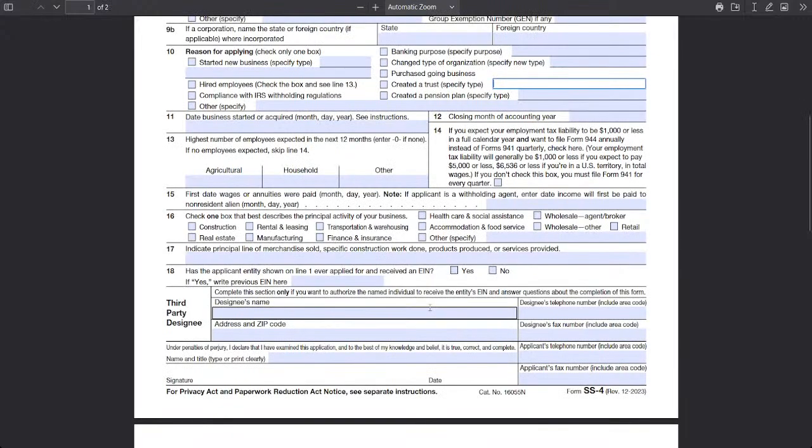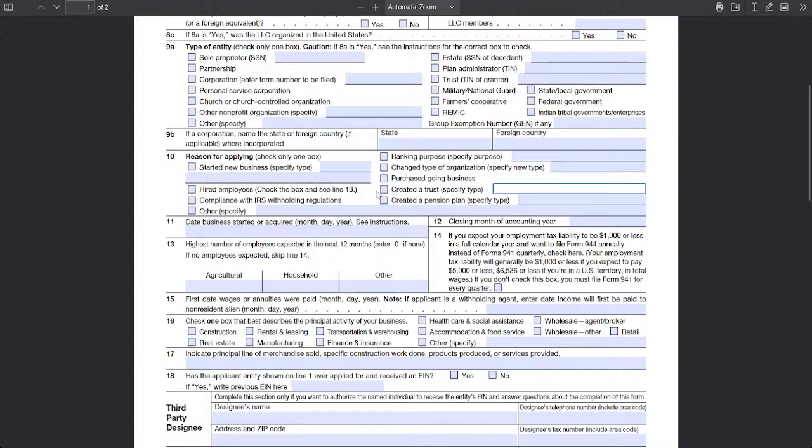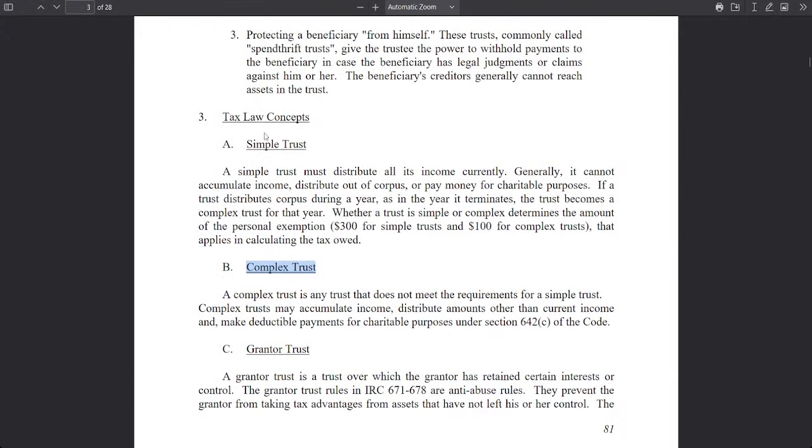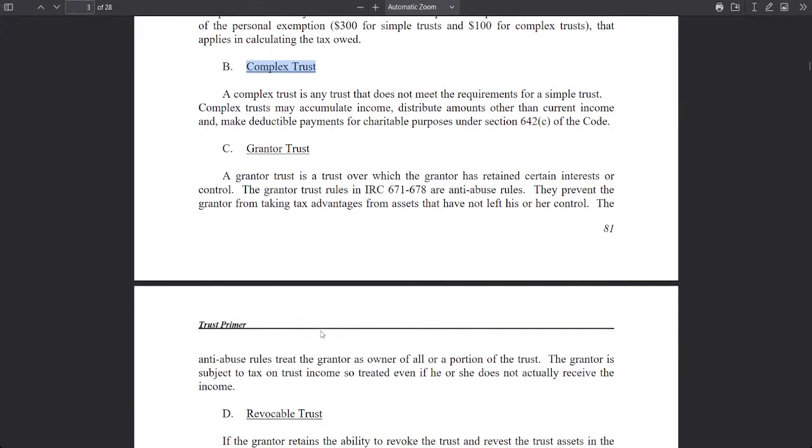So going back to here, when it says specified type. This is the IRS, right? IRS form SS4. Tax law concepts: simple trust, complex trust, grantor trust.